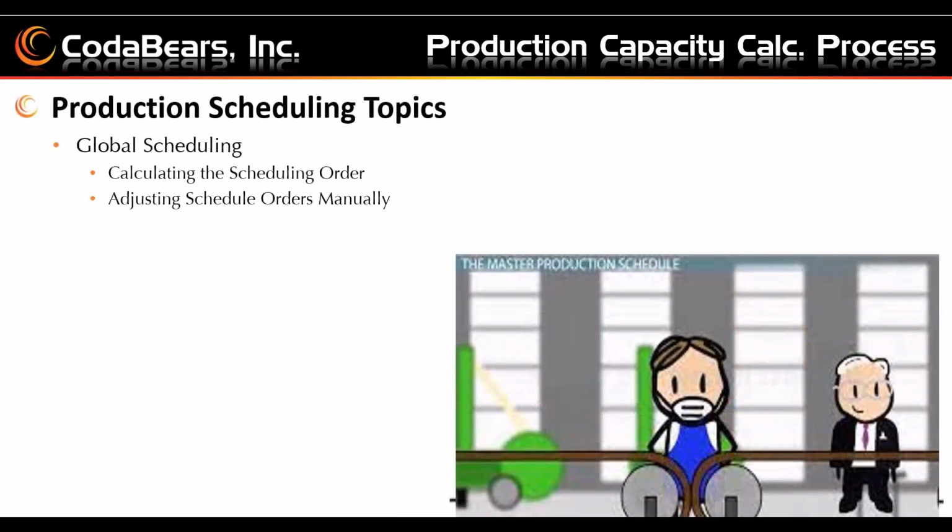Next one is kind of my scheduling topics here. So we have global scheduling, which is going to calculate the scheduling order. There's a process that has to be run to calculate this. After we calculate it, we need to adjust what's in there, or we can take what Epicor created and just run with it. 9 times out of 10, I see people wanting to modify this or tweak a little before they do that. I have a question here from Jennifer Greendale.